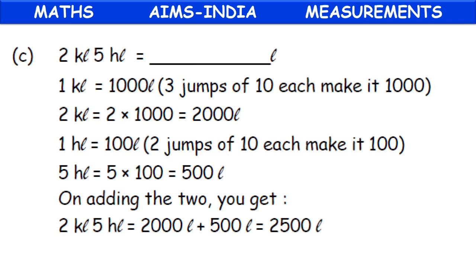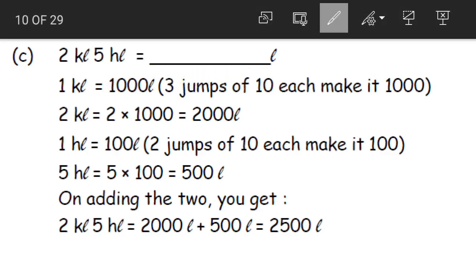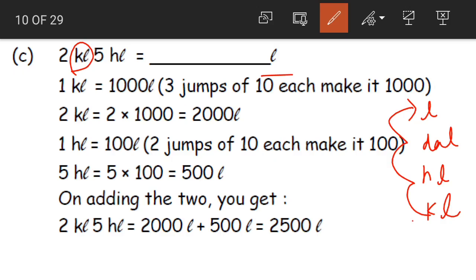4320 milligrams. And another question, 2 kiloliters, 5 hectoliters is equal to how many liters? Again, when we look at the hierarchy, we have liters, decaliters, hectoliters and then kiloliters. Yes? Now, to convert kiloliters into liters, 1, 2, 3, we need 3 jumps. So we need to multiply kiloliters by 1000.